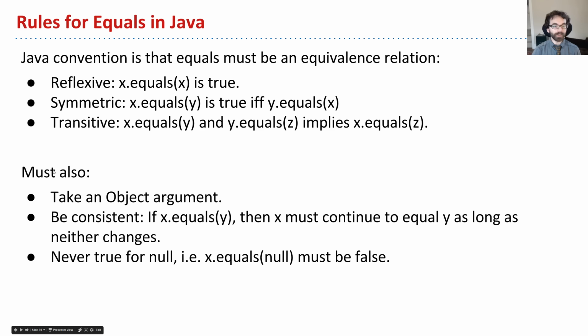We must also, in addition to following these rules, always take an object argument, so you cannot take a date argument as we saw. We need to be consistent, so if x equals y, then they must continue to be equal as long as neither changes. So it can't just be, say, a random number. That would just be a strange thing. If nothing in the two instances changes, then they must continue to be equal. And it must also be never true for null. So it's always going to return false if you say x equals null.